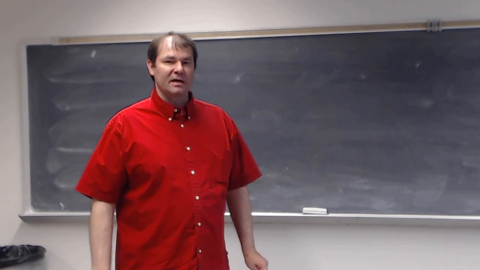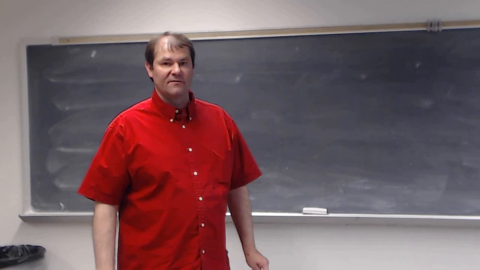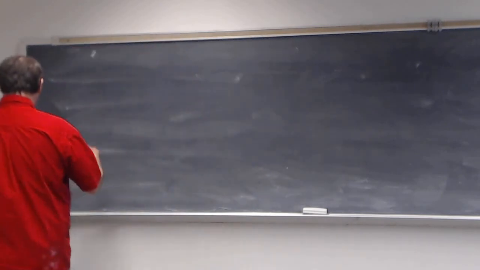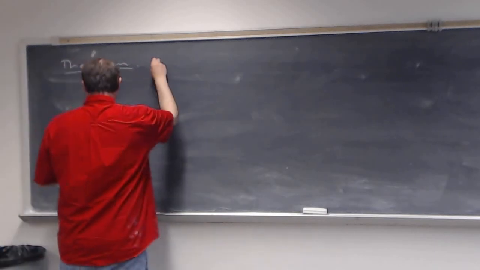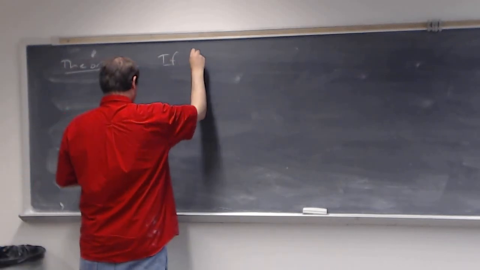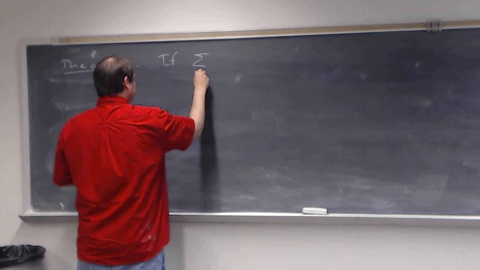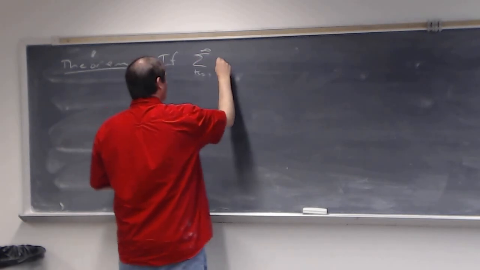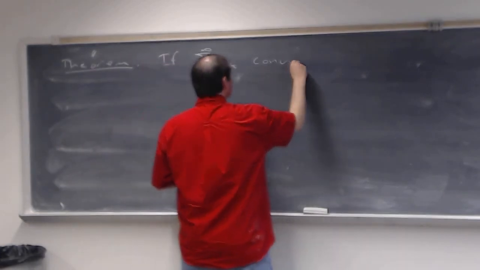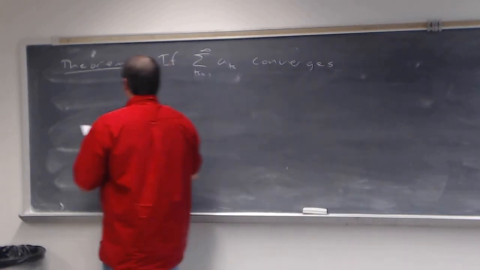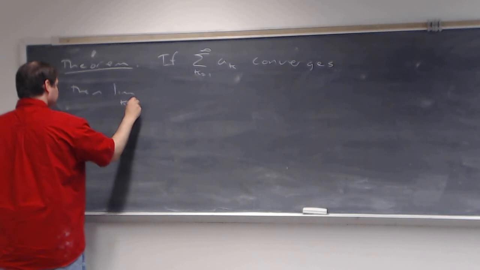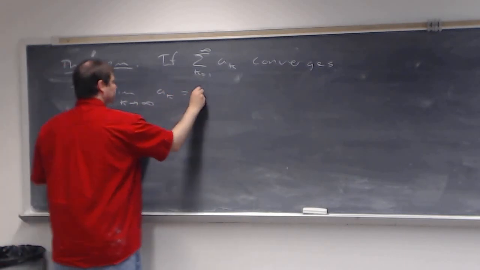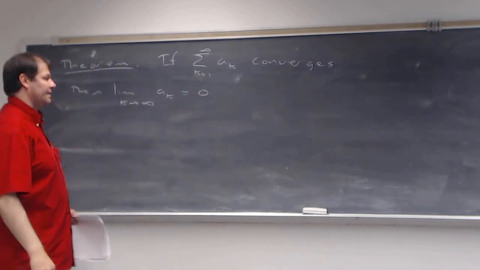And I want to write that up again and remind you what we'd say to our calculus 2 students, what the divergence test is. So here's what we have. Here we say, if the sum as k runs from 1 to infinity of a sub k converges, then the limit as k goes to infinity of a sub k must be 0. We proved that last time.